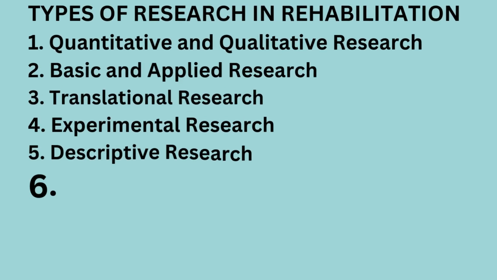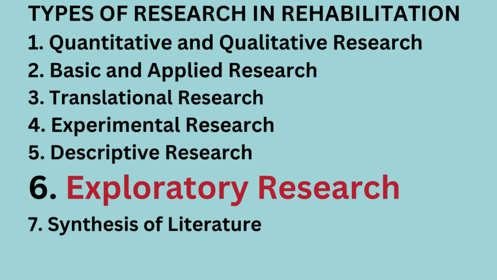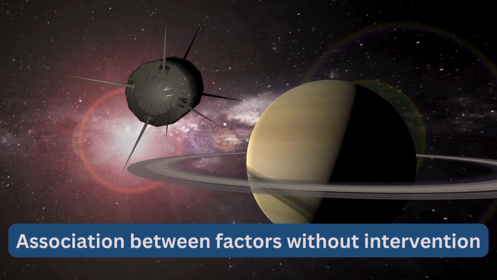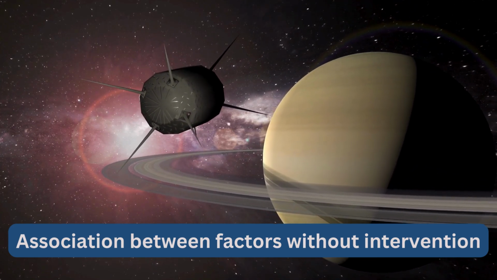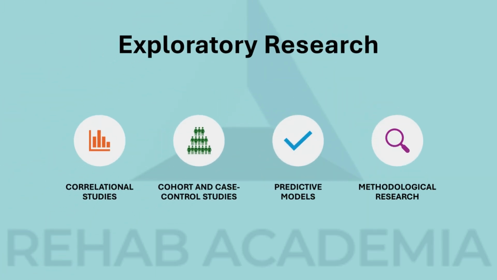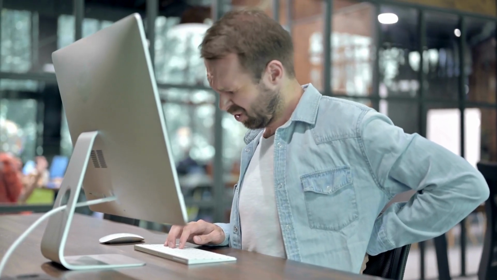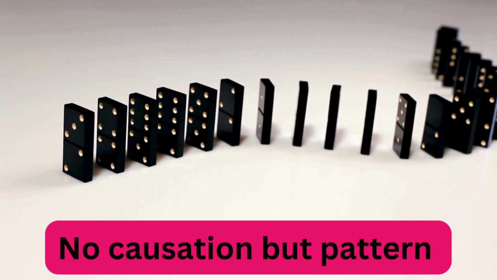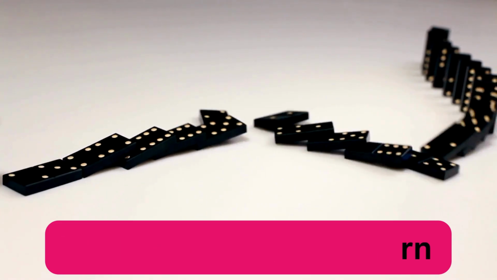6. Exploratory research. Exploratory research examines relationships or associations between factors without direct intervention. Main types include correlational studies, which investigate relationships, such as examining if patients with poor posture are more likely to experience back pain. Correlation doesn't imply causation but can suggest patterns.